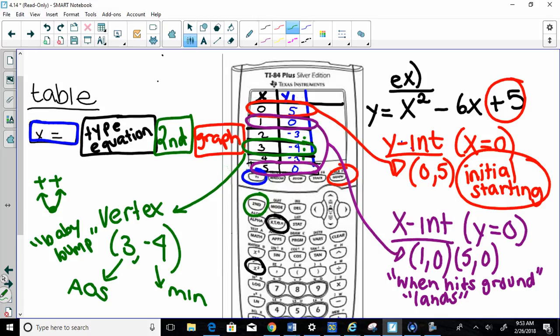Does everyone have this down? That's our notes for our calculator. Let me go through the next one and then I'll let you go.